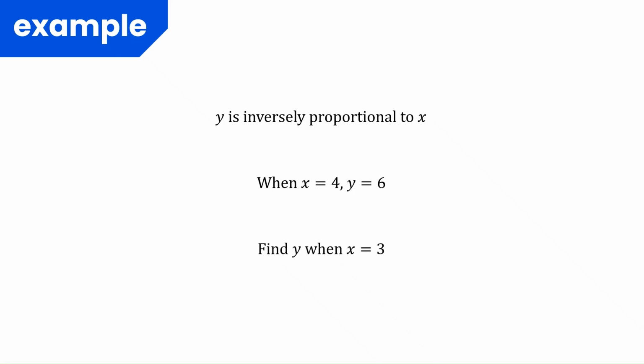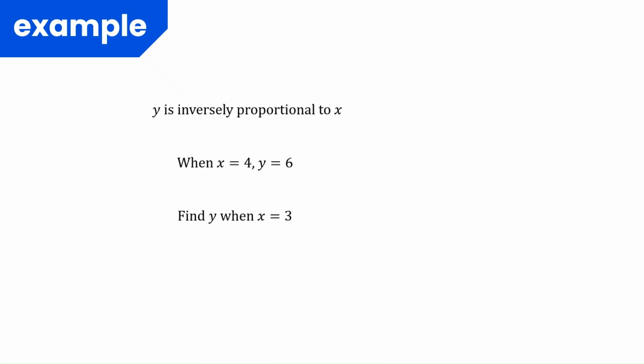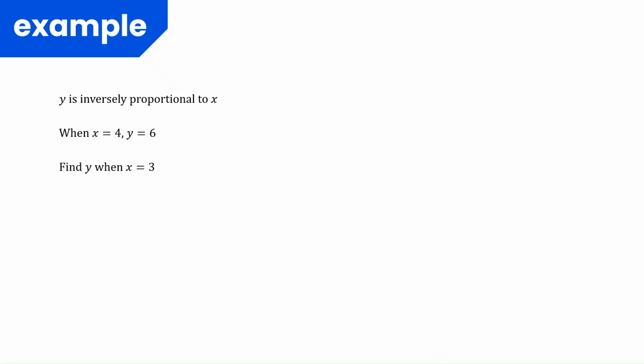Let's do a real GCSE example. Y is inversely proportional to x. When x equals 4, y equals 6. Find y when x equals 3. The first step here is to write down the relationship. Y is inversely proportional to x, so y is proportional to 1 over x. We can swap this for y equals k divided by x.